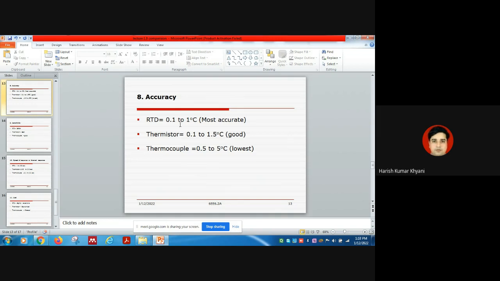Its accuracy range is 0.1 to 1 degree centigrade. It is the most accurate device, right? And thermocouples have the lowest accuracy, varying from 0.5 to 5 degrees centigrade. It depends upon the combination of materials used. If you talk about sensitivity, again the RTD has better accuracy as compared to the thermistor and thermocouple, right?